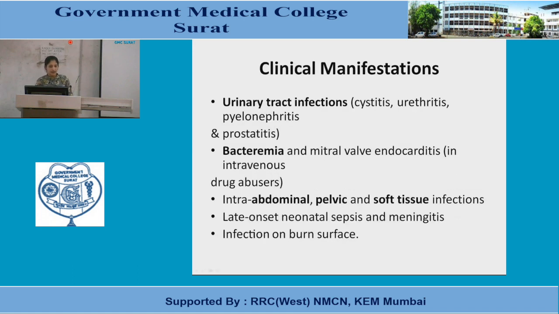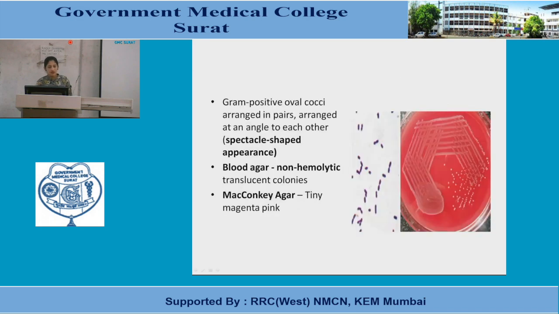The clinical manifestations: urinary tract infection, cystitis, urethritis, pyelonephritis, then bacteremia and mitral valve endocarditis in case of an IV drug abuser. Then intra-abdominal, pelvic and soft tissue infection, late onset neonatal sepsis and meningitis, and infection on burn surfaces. So this is also a gram-positive coccus, but it is different from streptococci: they are arranged mostly in pairs, at an angle to each other, so it has a spectacle shape appearance in gram stain.